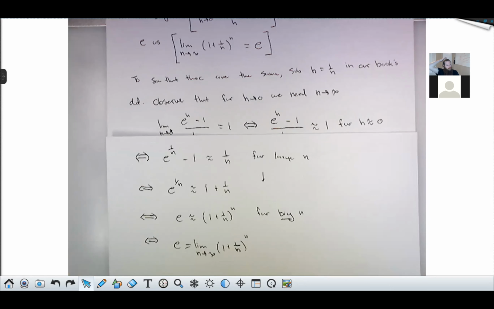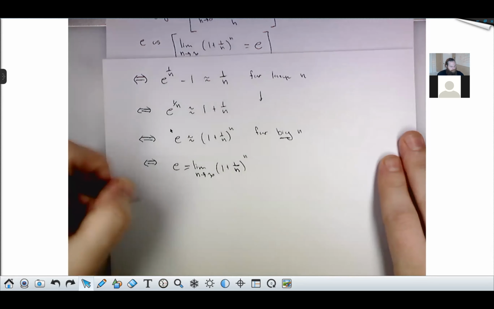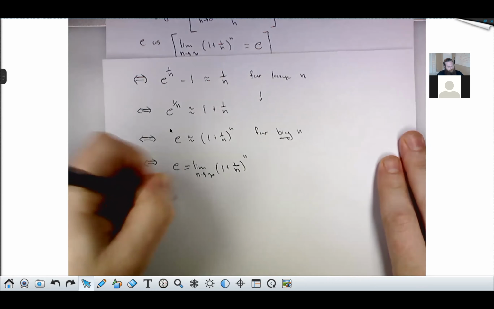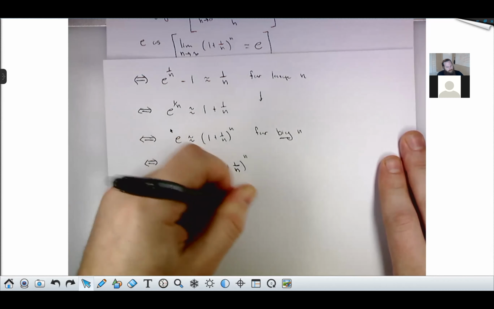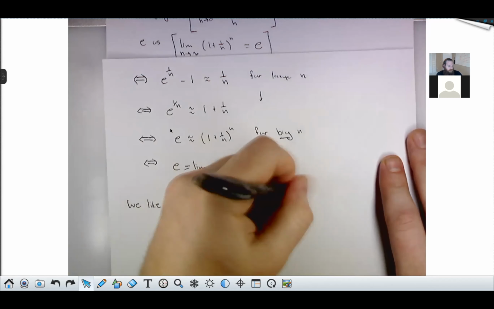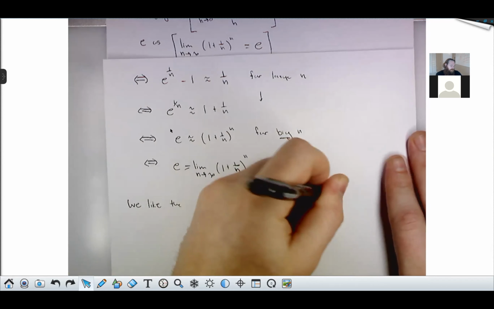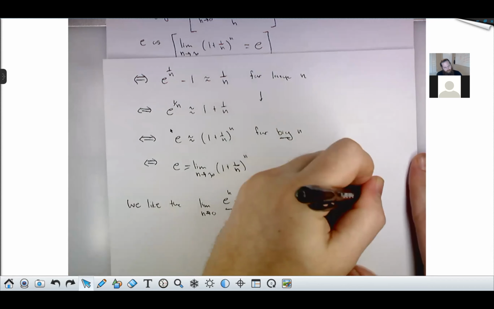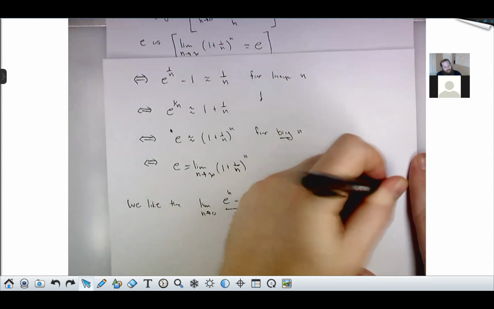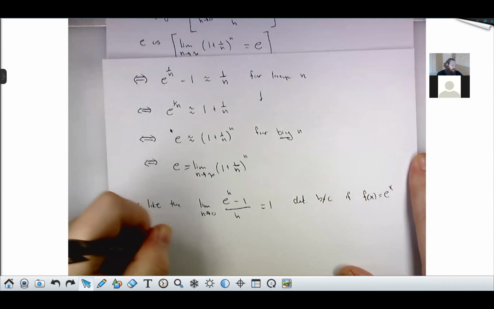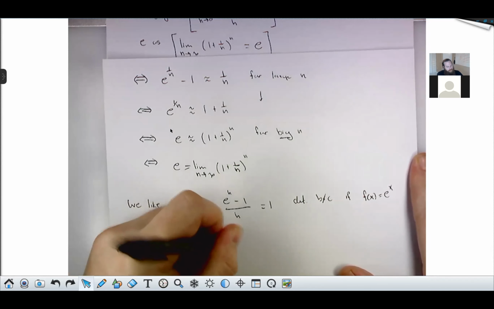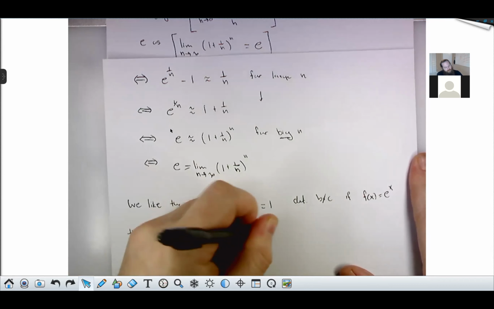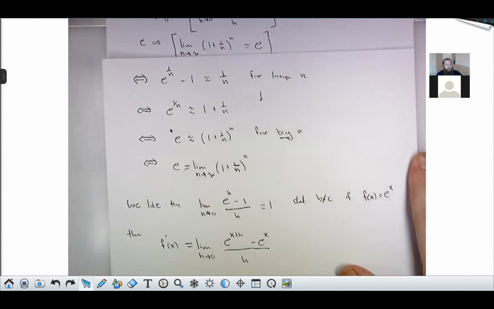And I just wanted to verify that. The reason our textbook uses the definition it does, the limit as h goes to 0 of (e^h minus 1) over h equals 1 definition, is because if f(x) is equal to e^x, then f prime of x is the limit as h goes to 0 of (e^(x+h) minus e^x) all over h.